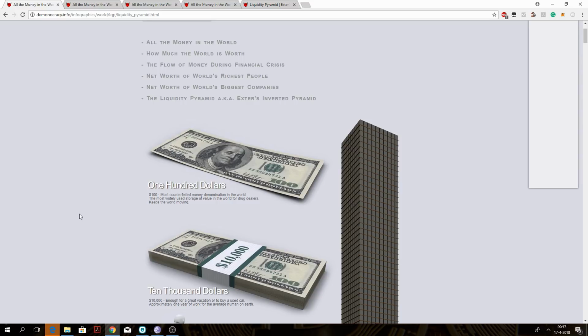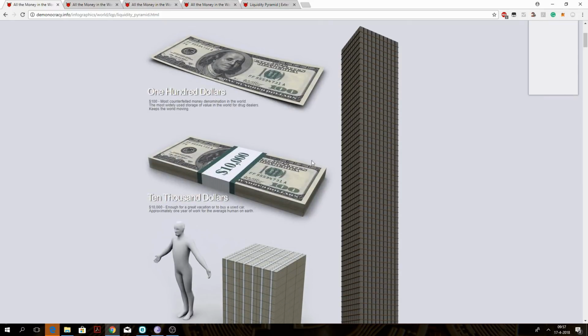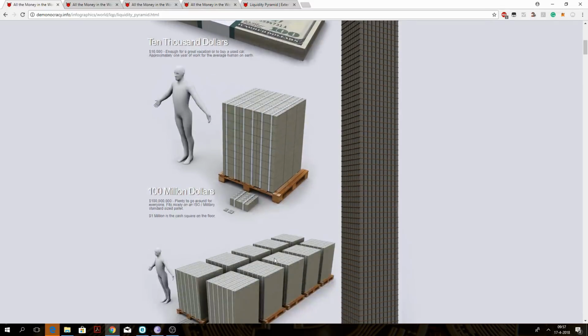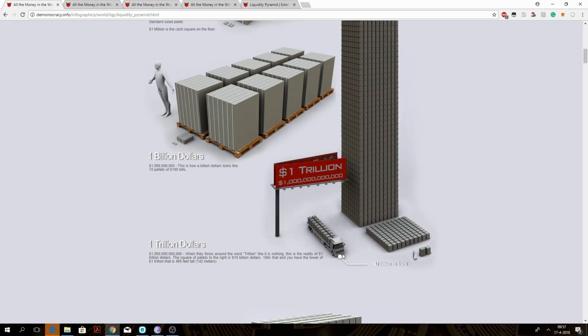Okay, so I'm going to explain why Bitcoin is not a bubble. As follows, in front of you, this is a $100 bill. These bills are stacked into $10,000 bundles. You put them on a pallet, that's $100 million. And then right here we will visualize $1 trillion.